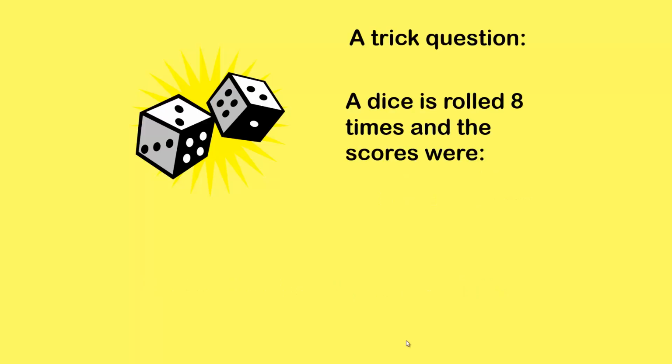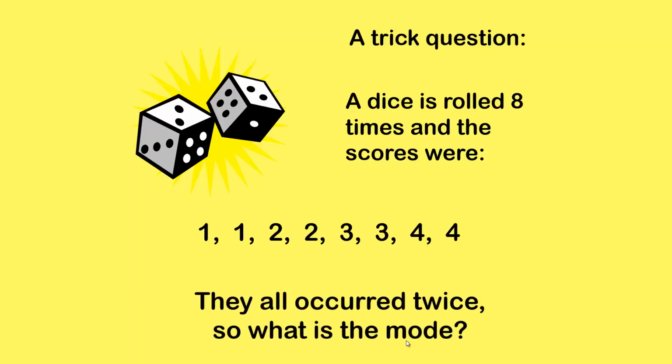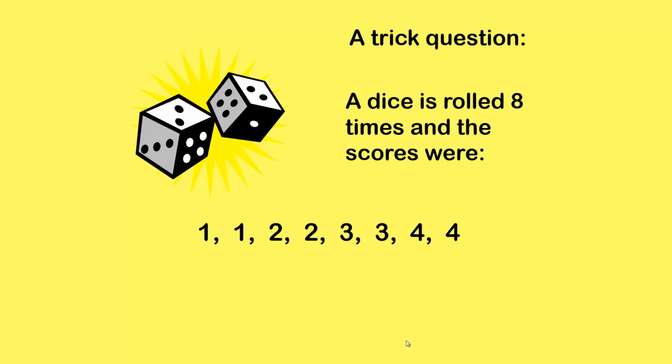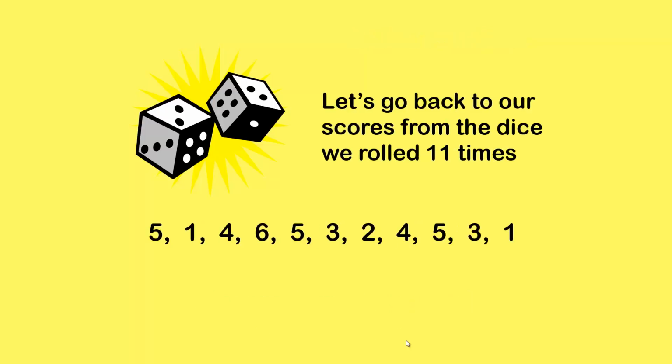Okay, trick question now. Now you've got used to that number or numbers thing. We got 1, 1, 2, 2, 3, 3, 4, 4. What's the mode? Which score did we get the most of? Well, they all occurred twice, so what is the mode? Now this time, if they all occur the same amount of times, the same frequency, we say there's no mode. Okay, a little trick question there.